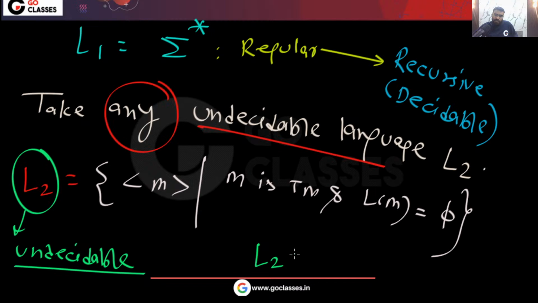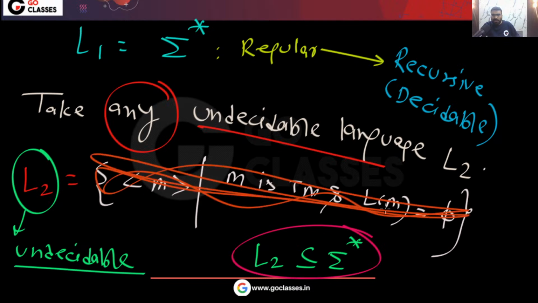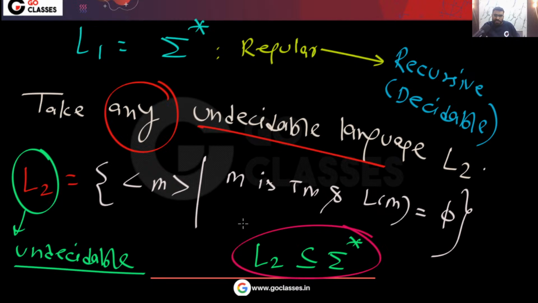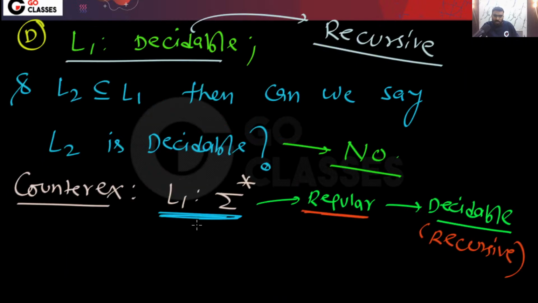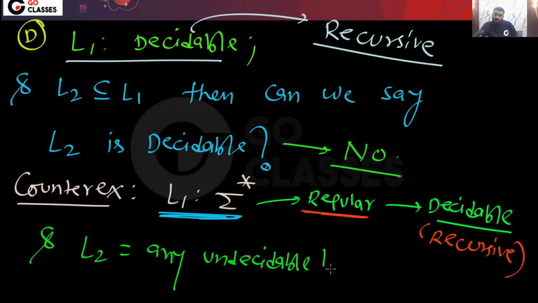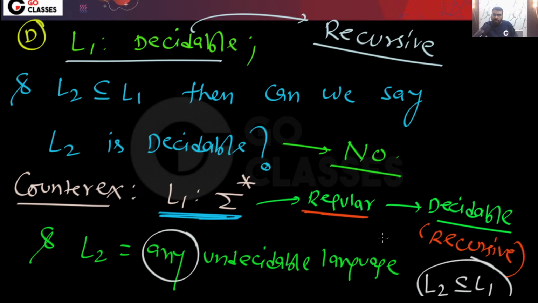But you can see L2 is actually a subset of sigma star. Every language is a subset of sigma star. So this undecidable language is a subset of sigma star, which is decidable. So this is the counter example: you take L1 equal to sigma star and L2 equal to any undecidable language. Remember, L2 will be a subset of L1. I hope you understood.